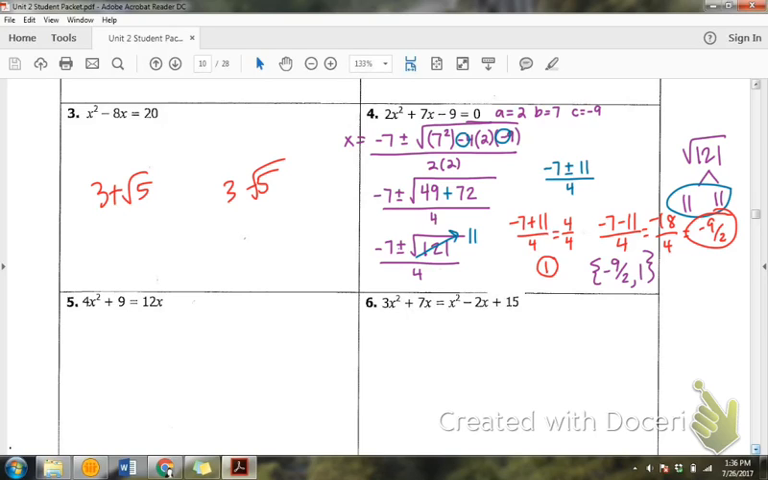First, we need to do what with number 5? Hold on. Set it equal to 0. Yes, Lexi? Okay.